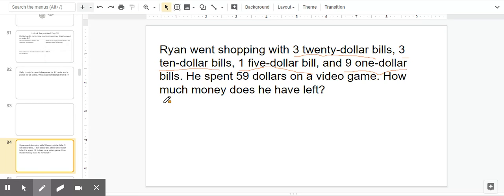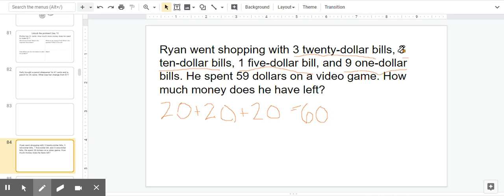So he started with 3 $20 bills. So I need to add 20 three times to find out how much money he started with. 20 plus 20 plus 20. Sorry, friends, writing on the computer is hard. I can do some mental math now. I know that 20 plus 20 is 40. 40 plus 20 more is going to be 60. So 3 $20 bills is the same as $60.